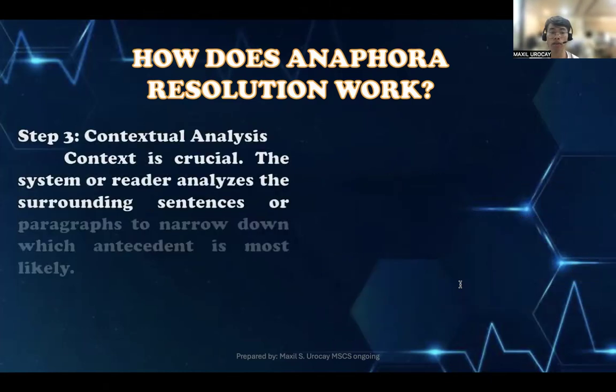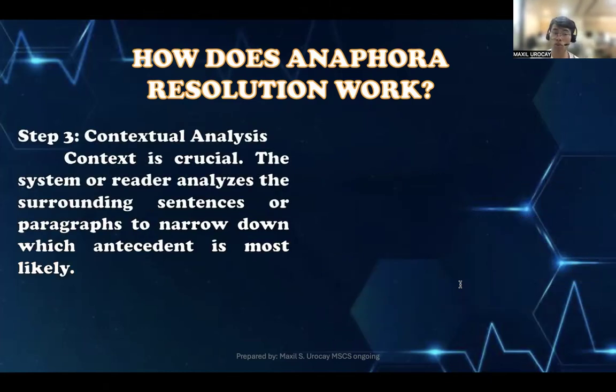Afterwards, the next step is the contextual analysis. Context is crucial: the system or reader analyzes the surrounding sentences or paragraphs to narrow down which antecedent is most likely. So in this step, we are using the context to determine which antecedent makes the most sense. Look at the previous sentences or the overall discourse to figure out the references. That's the thing that you have to consider.